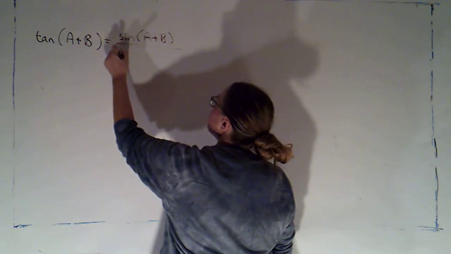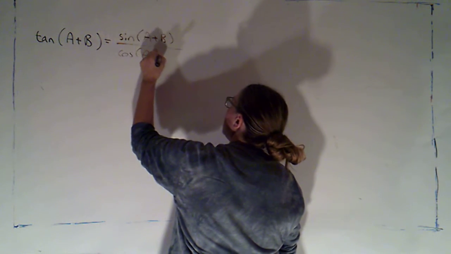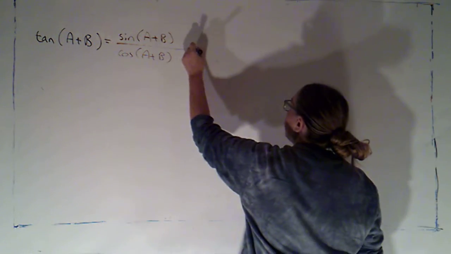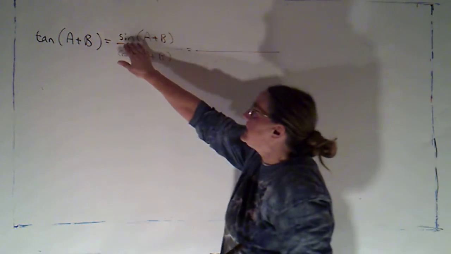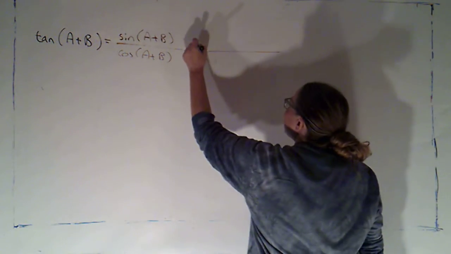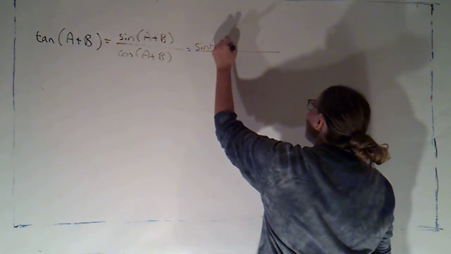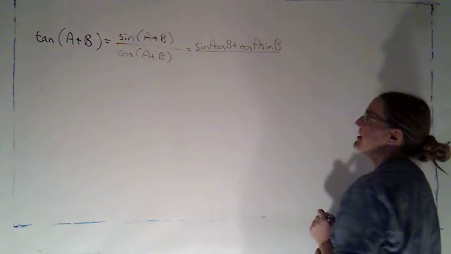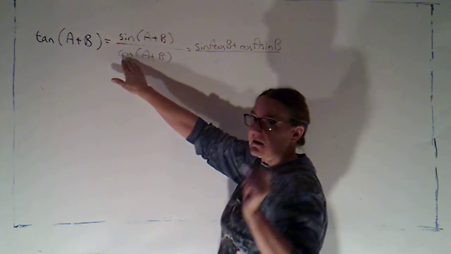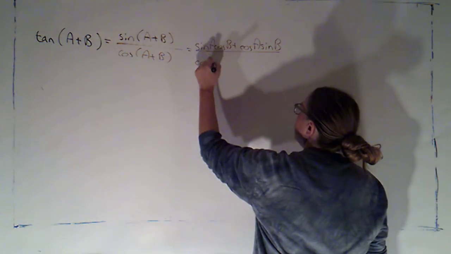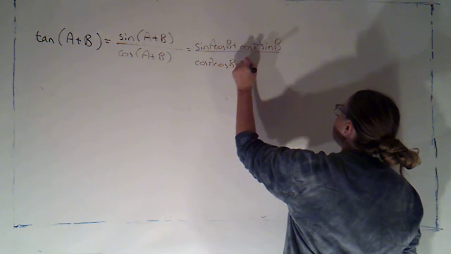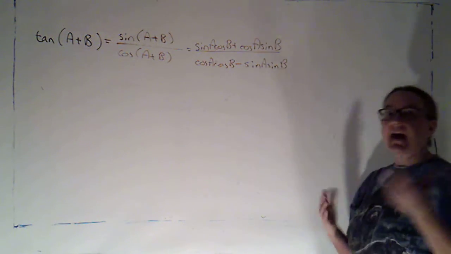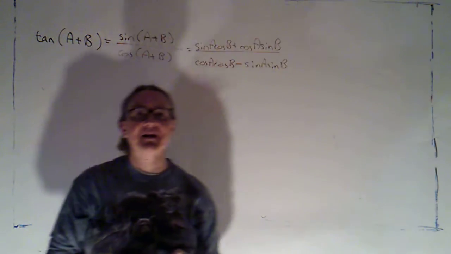Tangent of a plus b is sine of a plus b over cosine of a plus b. But now I know those two formulas. So sines, remember those are the ones I think of as social. So that's going to be sine a cosine b plus cosine a sine b. Cosines, they stick with their own kind. Cosine a cosine b minus sine a sine b. So right there, that is a formula for tangent of a plus b.